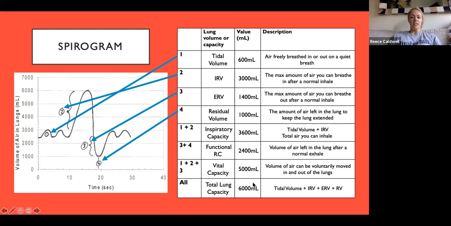So normally lung capacity is about 6 liters or 6,000 milliliters, but it definitely ranges per sex and body composition. So I wouldn't worry too much about memorizing these values because they do vary person to person, but they do give you a rough estimate on how much air will be in each capacity and volume.